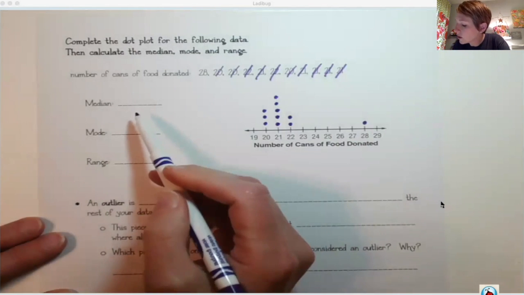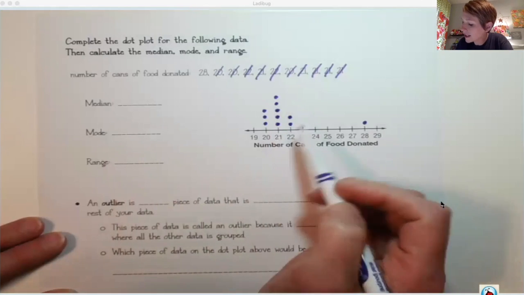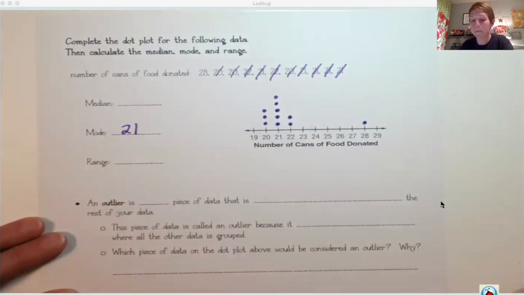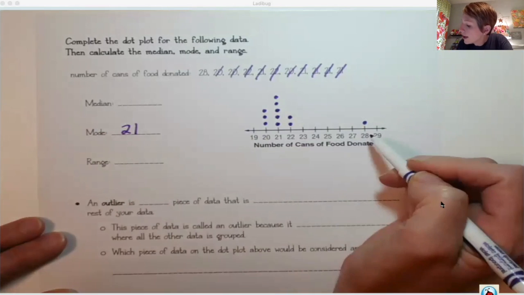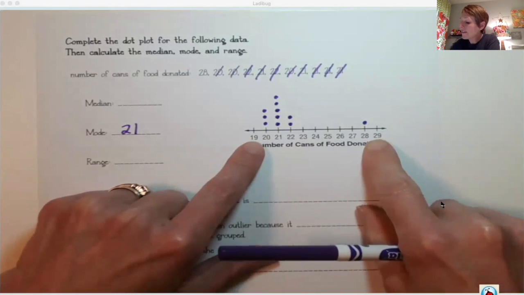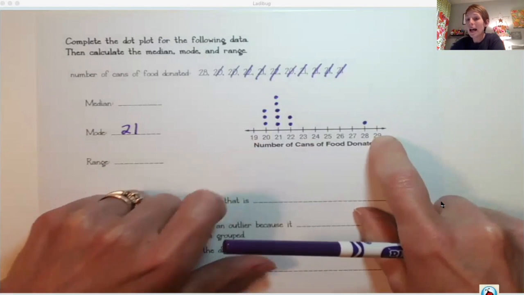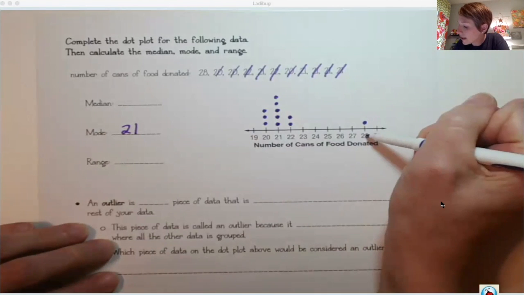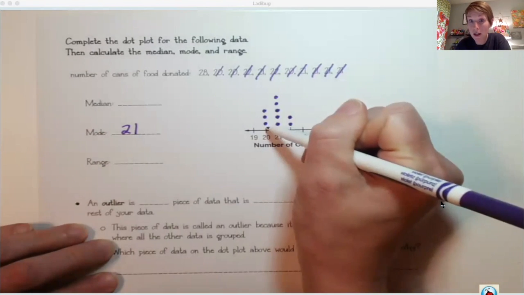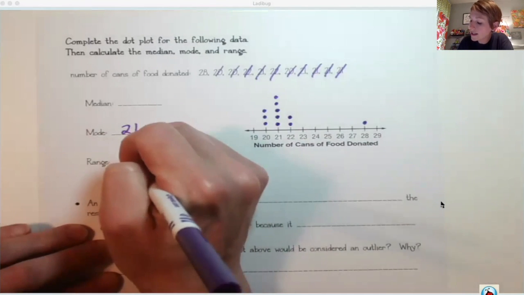So now let's look. First, mode, like I said, is always the easiest. It's whoever has the most dots. I can tell right away that that's 21. Let's talk range. Now, we're not using the numbers on our number line. I don't have any data at 19 or 29, so I don't need to worry about those. I'm looking at my biggest piece of data minus my smallest piece of data. So that's going to be 28 minus 20, so my range is 8.